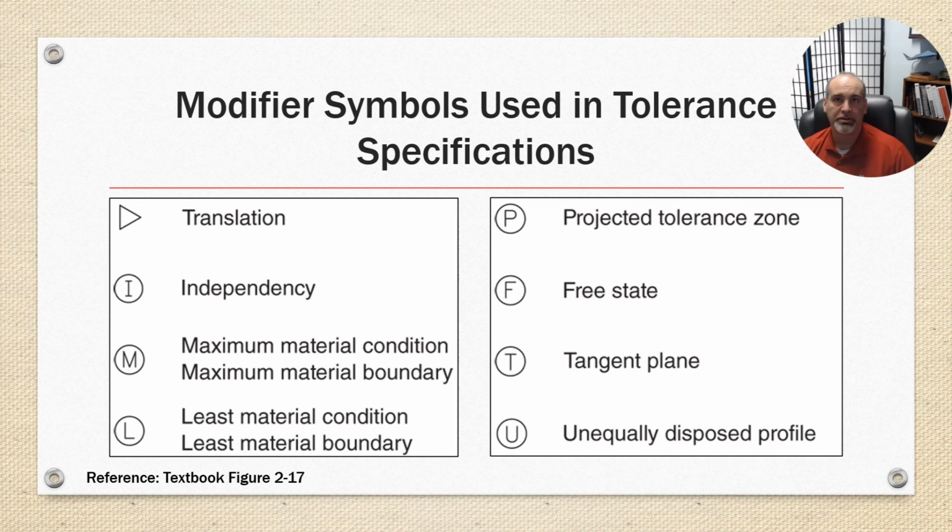Okay, modifier symbols used in tolerance specifications. We have translation, independency. There's maximum material condition or maximum material boundary. We have least material condition or least material boundary. We also have what's called a projected tolerance zone, free state, tangent plane, and unequally disposed profile. The ones you're going to see the most common, though, are going to be MMC and LMC.